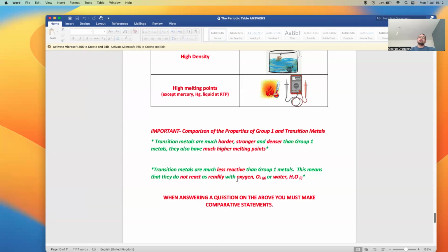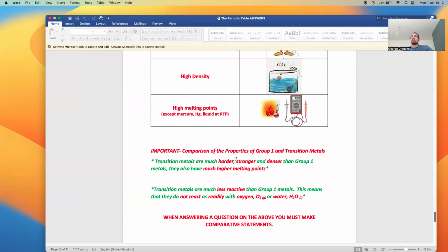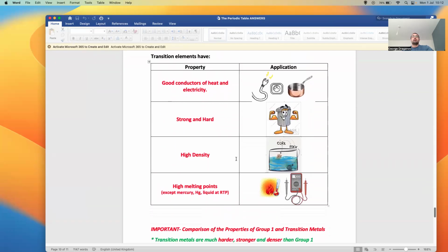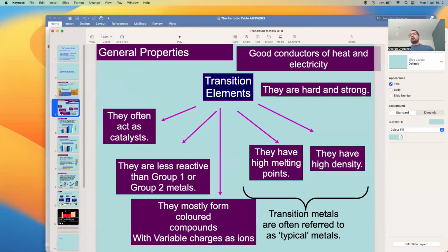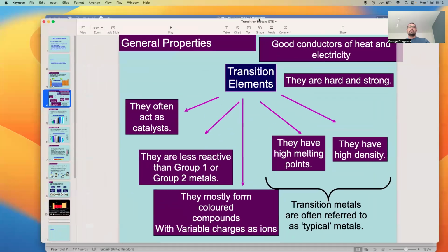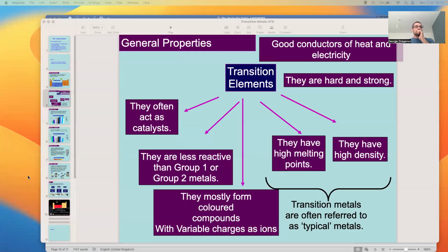So if you're asked to compare something, you must use comparative statements. So for example, it is less reactive. Don't say they have a low reactivity. Use comparative language. And there really isn't much else you have to know about them. The only thing maybe I would add is just a few more typical properties. So I'll attach this PowerPoint as well. Some of the other properties that you're looking at would be here. In fact, because this is the main useful slide, I'm just going to screenshot this for you guys. I'll save this.